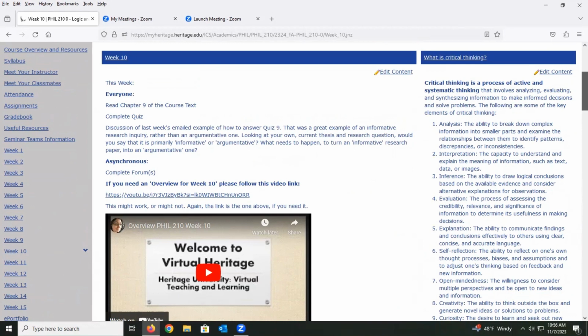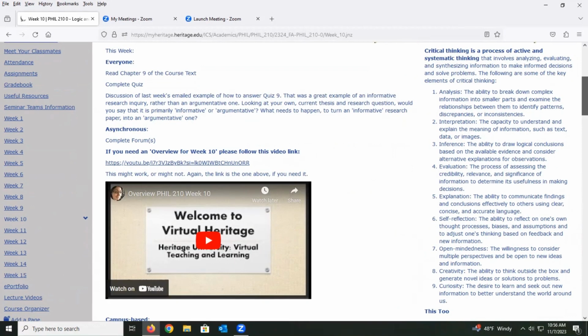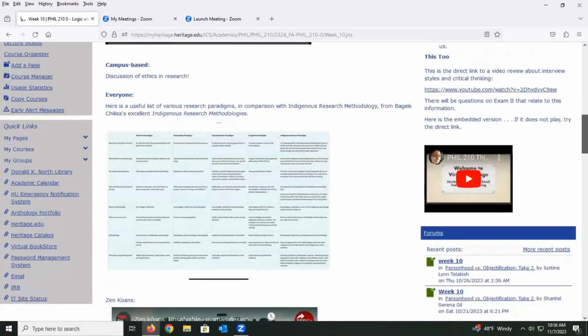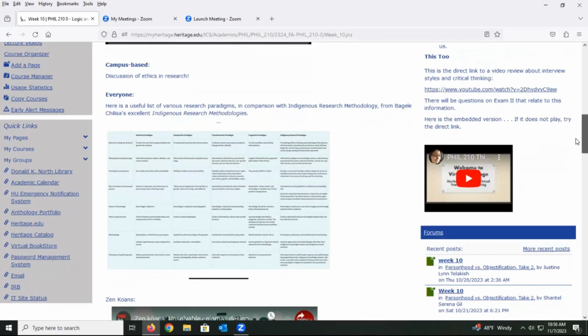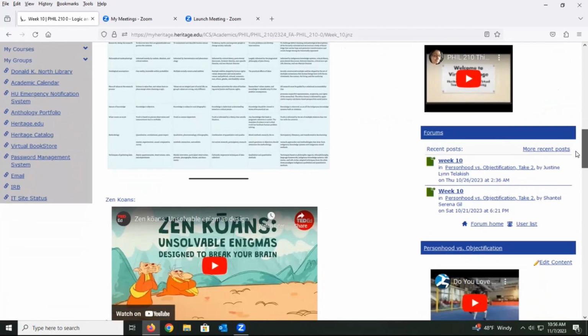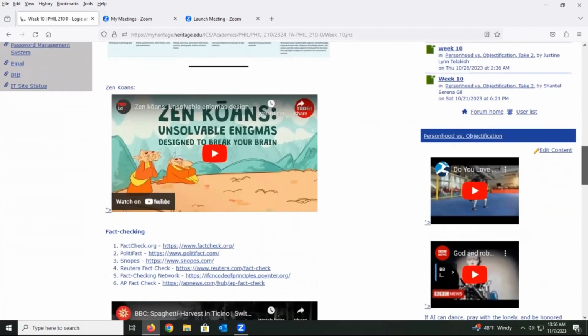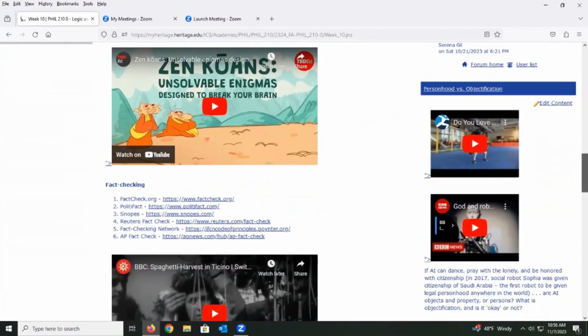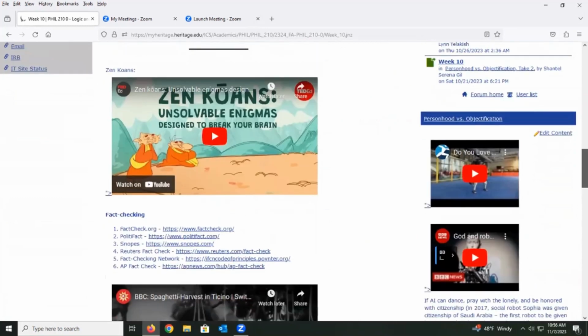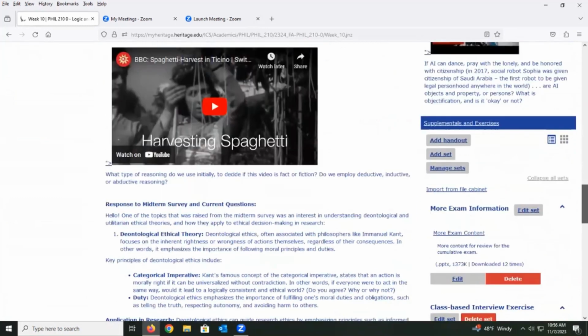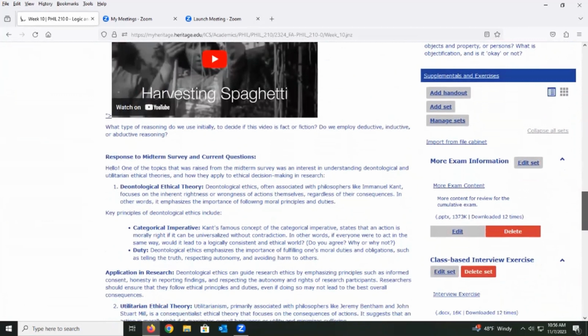Now, in week 10, we looked at critical thinking, including the elements of it. We had a This Too video, which was a rather important research video. We will be including that in future weeks as well. But it's a good little basic review of some of the things you'll find on the final exam. We looked at fact checking. We considered the hoax of harvesting spaghetti.